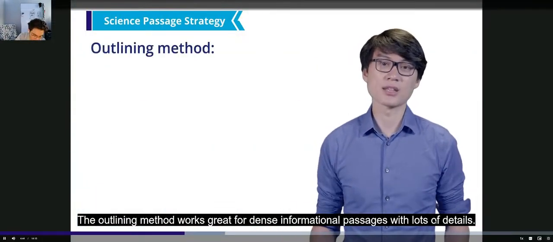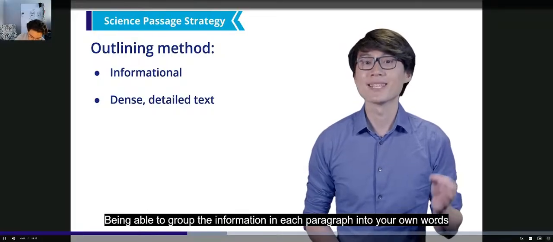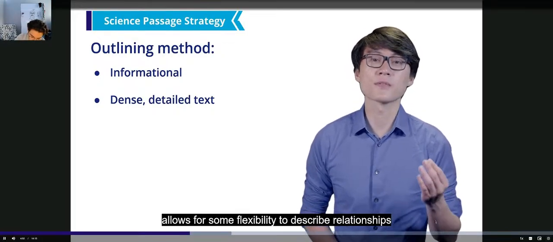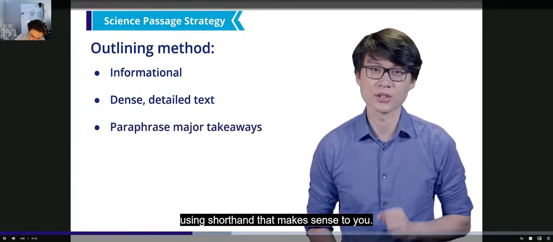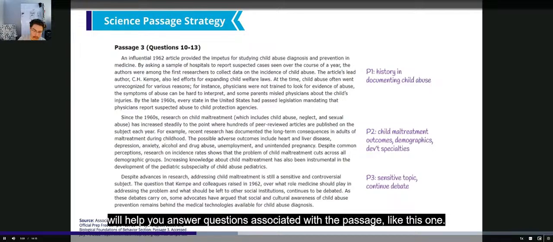The outlining method works great for dense informational passages with lots of details. Being able to group the information in each paragraph into your own words allows for some flexibility to describe relationships, using shorthand that makes sense to you. Paraphrasing the major takeaway of each paragraph in this behavioral science passage will help you answer questions associated with the passage like this one, given that you have a slightly deeper understanding of the passage without running the risk of over-highlighting the dense material.